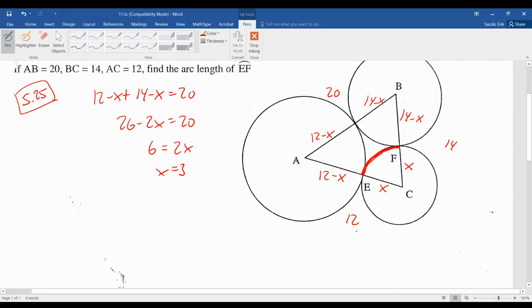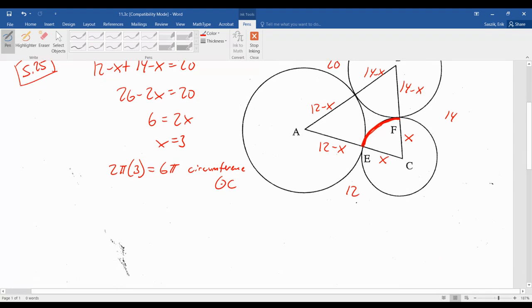So the circumference of circle C is 2 pi times R, 6 pi. So we know the circumference. Now we just have to take a portion of that, a fraction of that. So to do that, we of course need this angle because we have to figure out what fraction we're talking about.